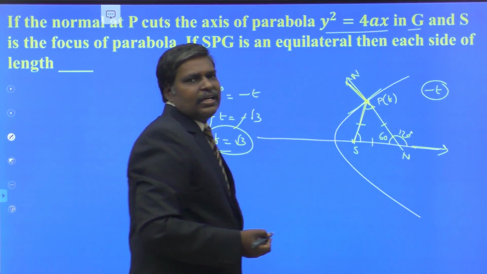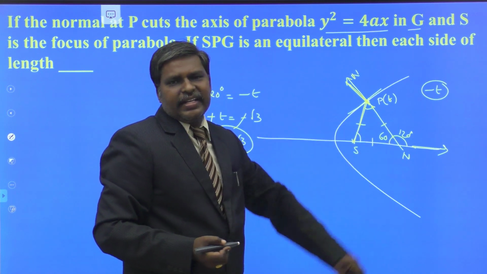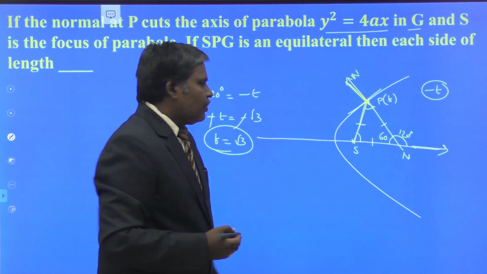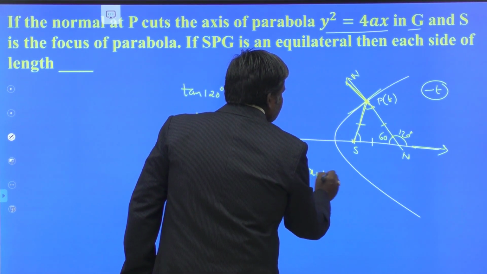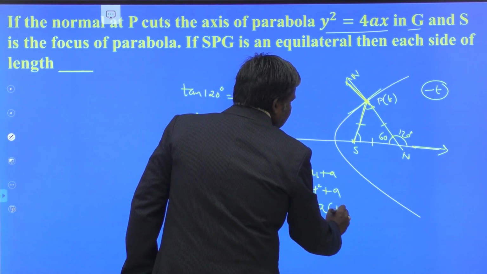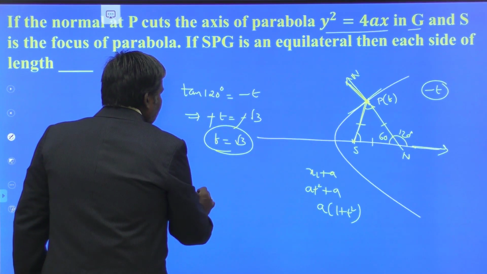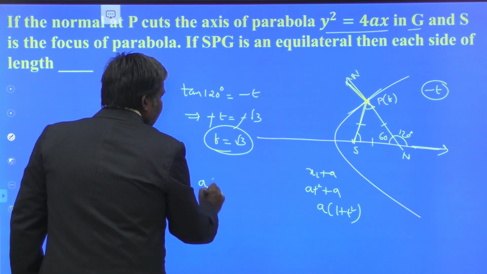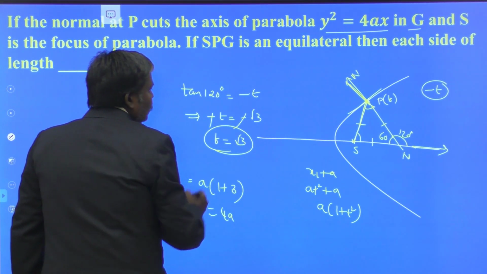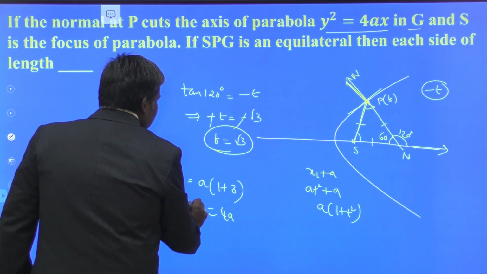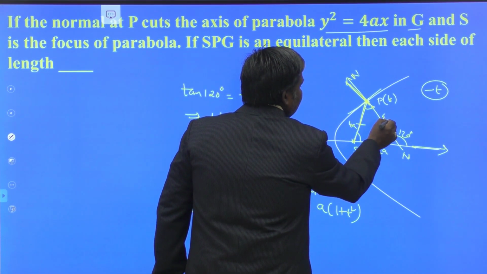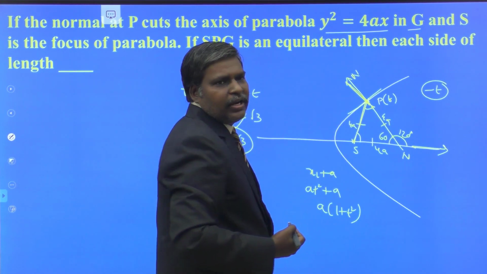SP, that is nothing but the focal distance. What is the focal distance of the point (at², 2at) to the parabola? A into 1 plus t square, because the focal distance is x1 plus a. What is your x1? at² plus a. That is a into 1 plus t square. So the length of the side is equal to a times 1 plus t square, that is 3, that is equal to 4a. So what is SP? SP is equal to 4a. SP equal to 4a means all the sides have distance 4a. That means the length of the side is 4a for this parabola.